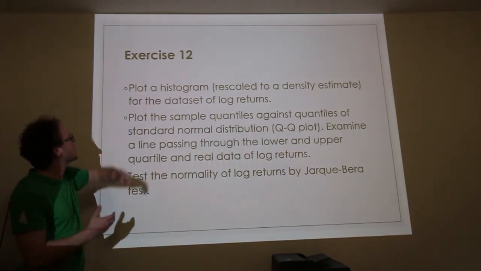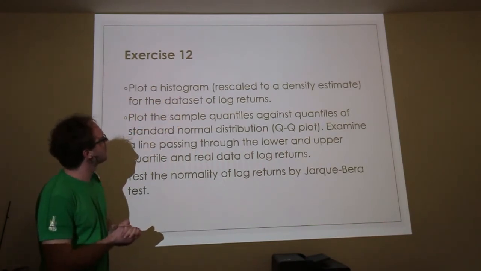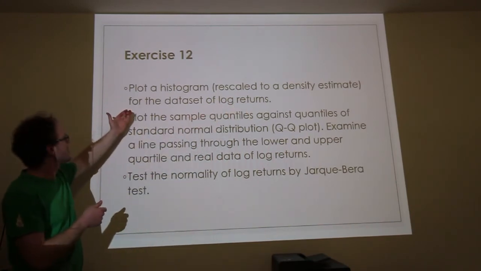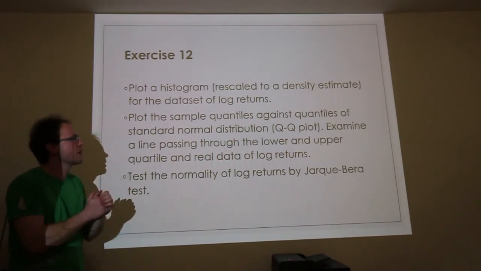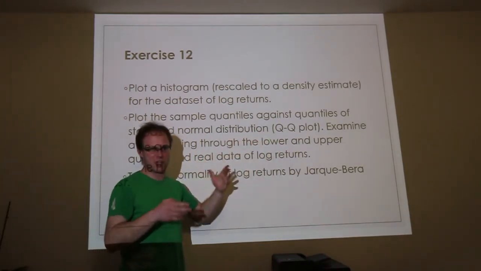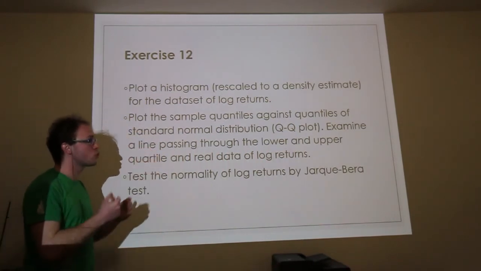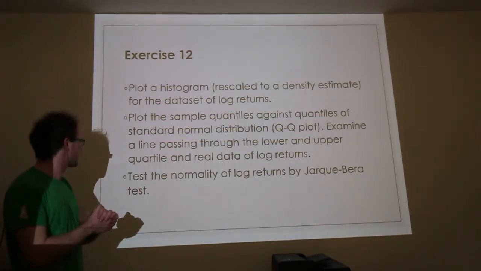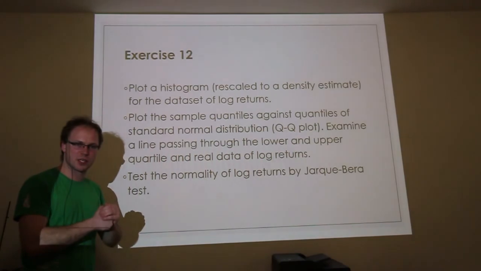So, exercise 12. Plot a histogram rescaled to a density estimate for the data set of log returns. Plot the sample quantiles against quantiles of the standard normal distribution, QQ plot, quantile plot. Examine a line passing through the lower and upper quartile and the real data of log returns. That's the normality of log returns by Jarque-Bera test.